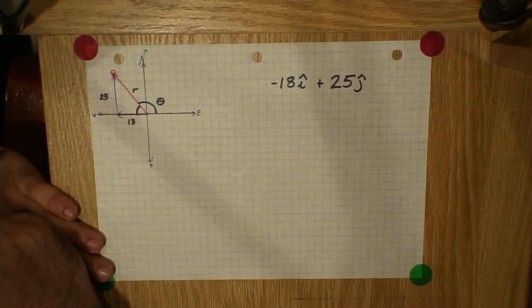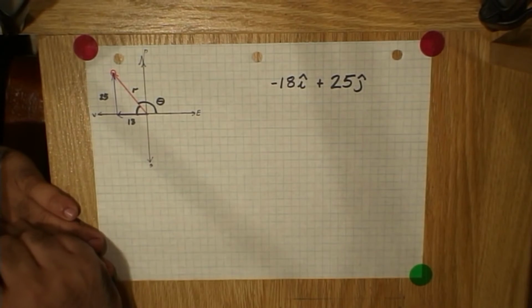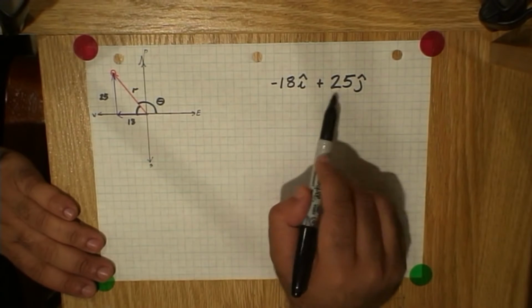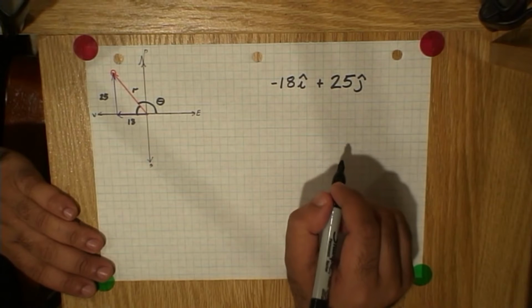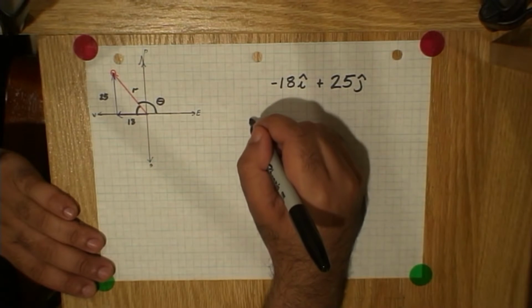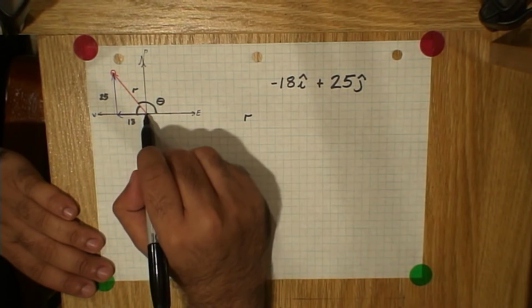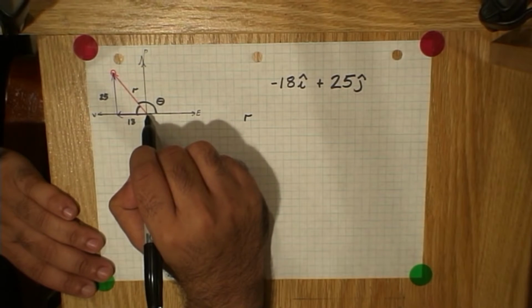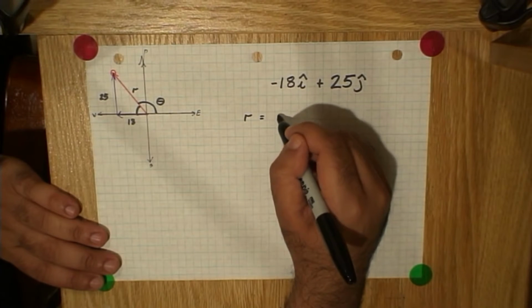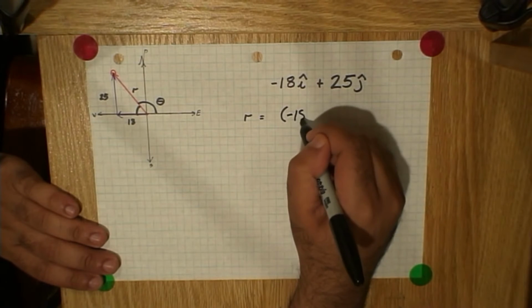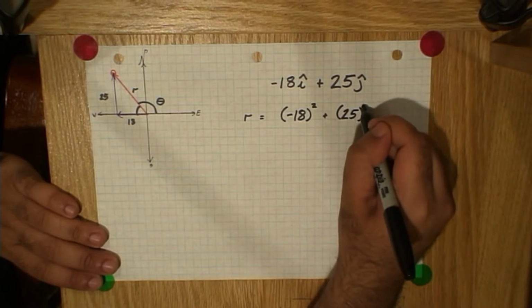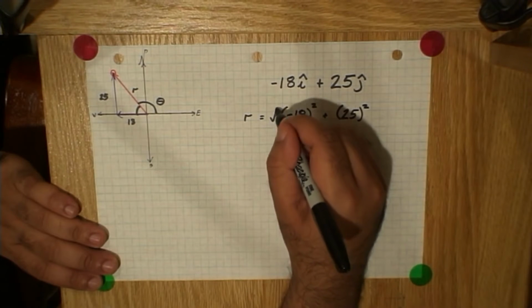As you've probably guessed, this entire question simply boils down to taking a vector that is in Cartesian and turning it into a vector in polar. So let's try it out. The distance in polar, or the size of the vector, is given to us by Pythagorean theorem: negative 18 squared plus 25 squared, and take the square root of the whole thing.